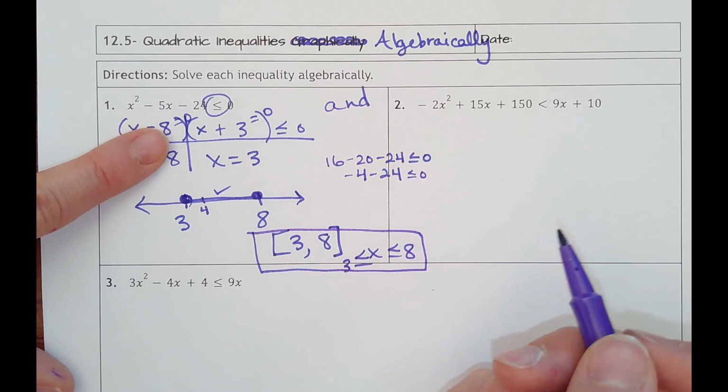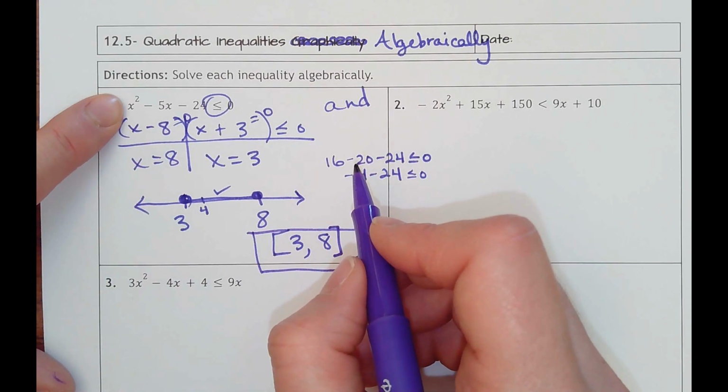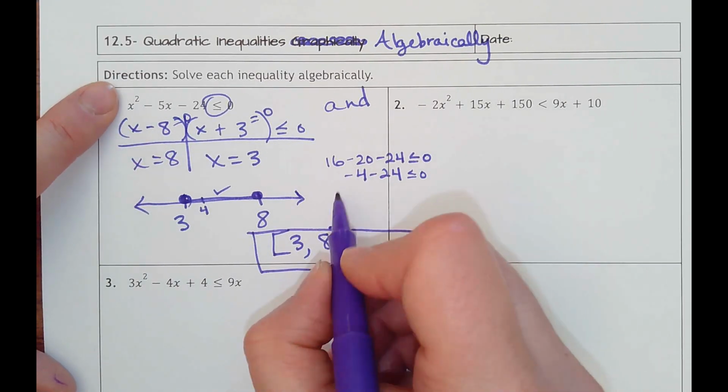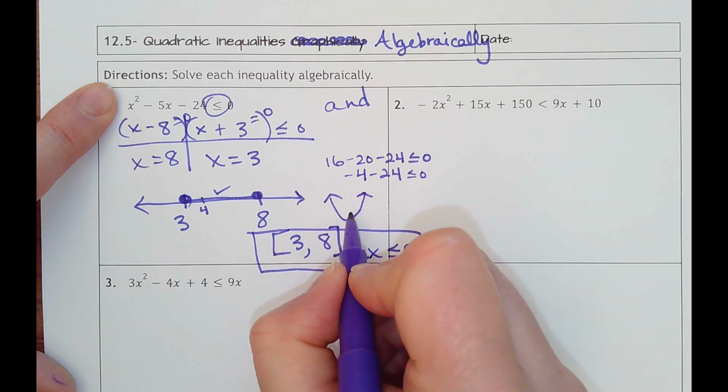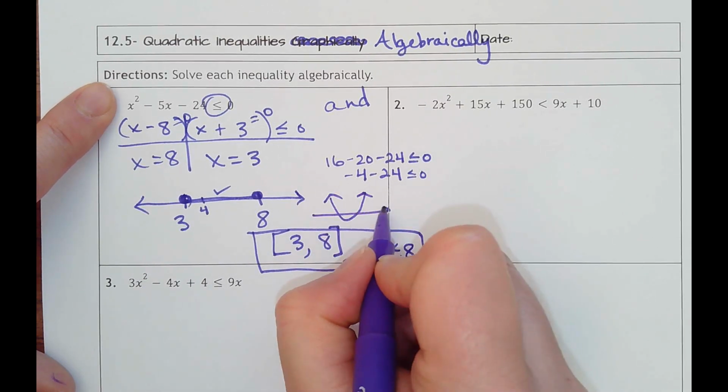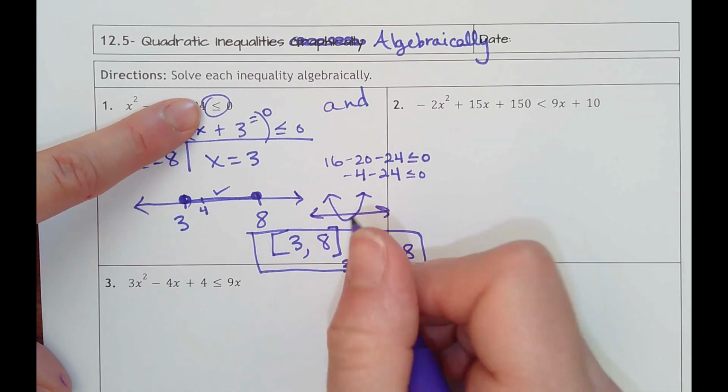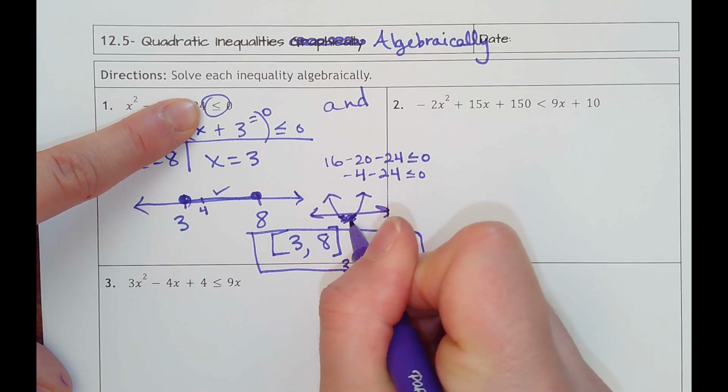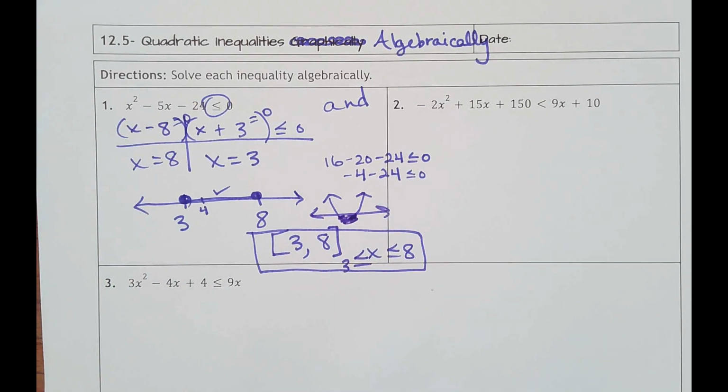And again, you could also draw a picture saying, okay, this is a positive a value, the number in front of the x squared, so the quadratic will open up. We've got a horizontal line at y equals 0, and we want to know where is it less than? Well, below it, so that's an and. So lots of different options here.